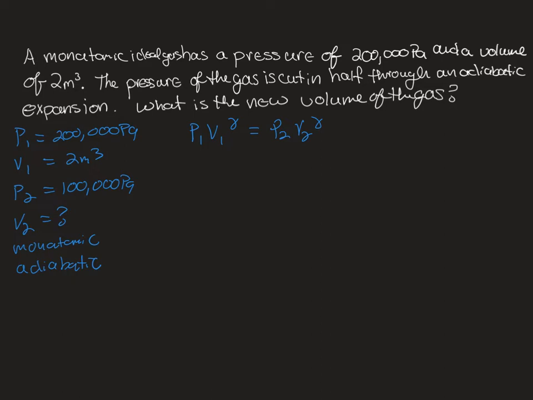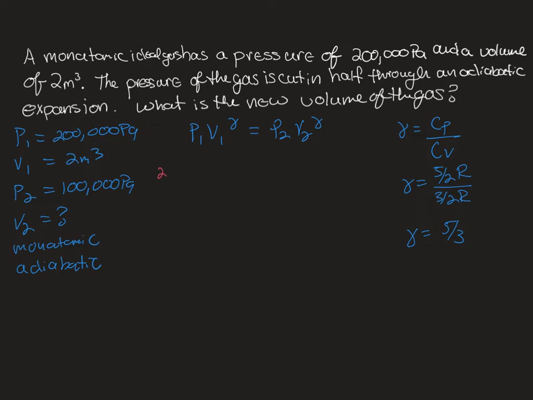So the first thing I'm going to do is find my adiabatic index. So I'm going to take the molar specific heat at constant pressure over the molar specific heat at constant volume. Since this gas is monatomic, Cp is going to be 5/2 times the ideal gas constant, and then the molar specific heat at constant volume is going to be 3/2 times the ideal gas constant. So that reduces to 5/3. Alright, so now I can plug in my values.